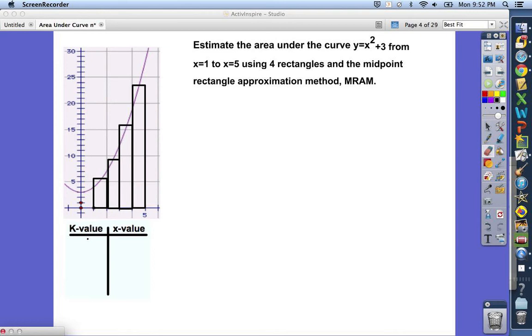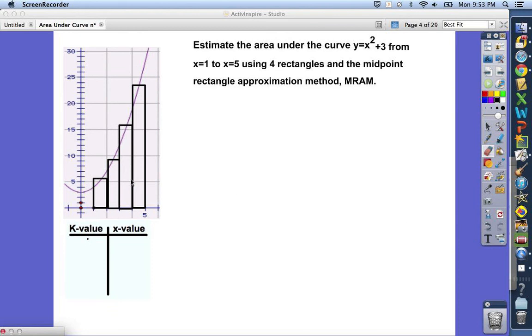So if you noticed when we did the LRAMs, that was an underestimation, and the RRAMs were an over approximation. So now we're going to get something that's in the middle, but not quite exact, due to the fact that the curve actually has curvature to it. So there's not an equal amount of area above this rectangle and below it. Not exactly, pretty close.